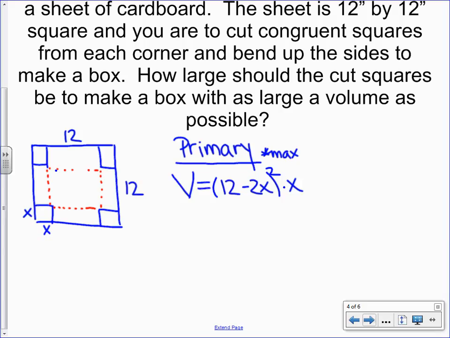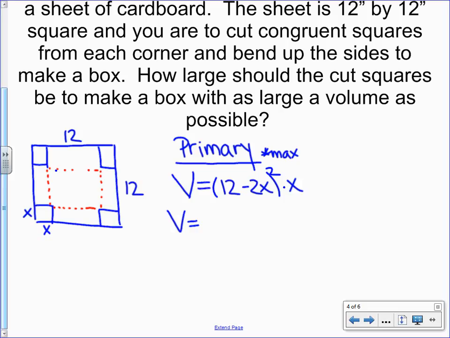It's a product, so we can do the product rule. Would you like to do the product rule? Or multiply it out so we can do the power rule? How many steps for the power rule? How many for the product rule? Three.